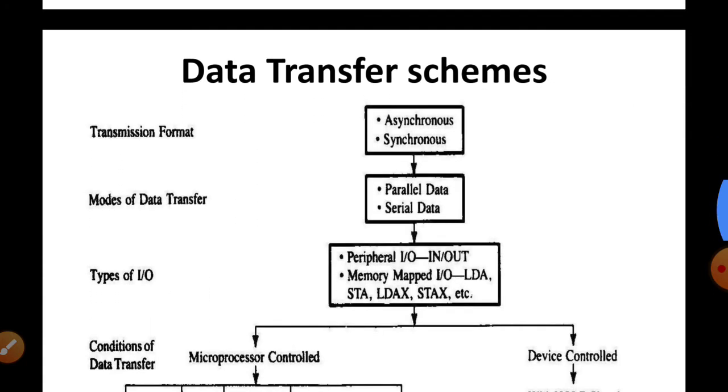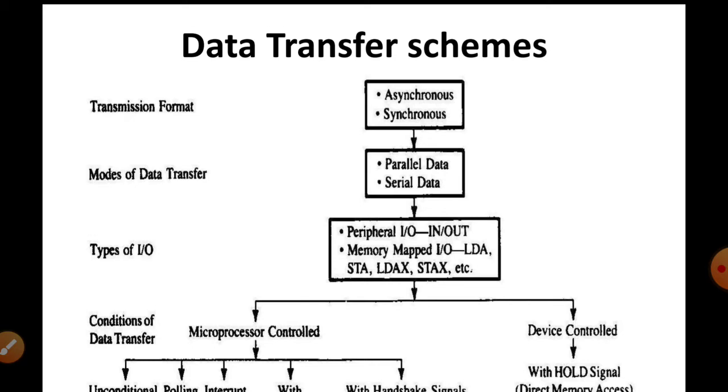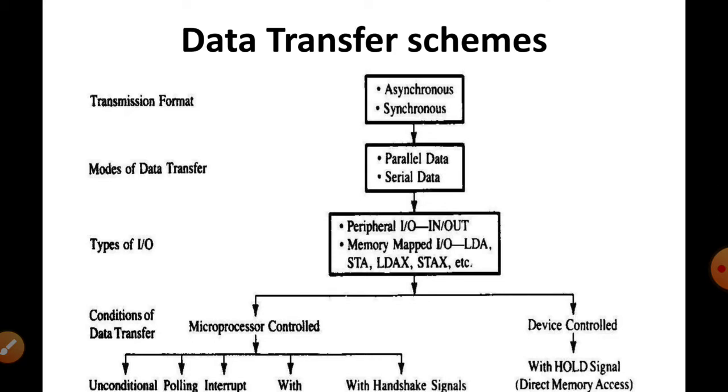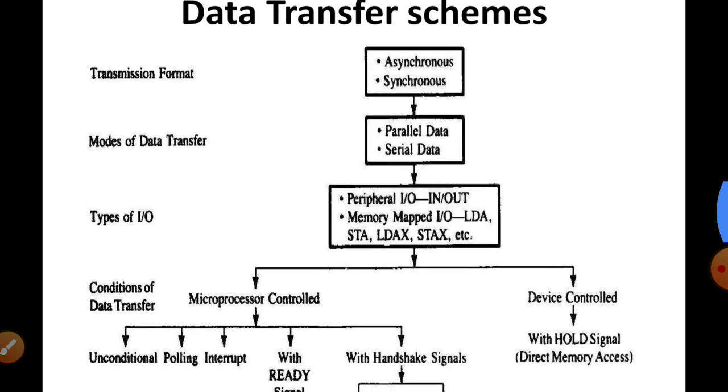Now, this is the total scheme. You can say that this diagram shows the different kinds of data transfer schemes used in 8085, categorized depending upon certain parameters. The first parameter is the transmission format. As far as the transmission format is concerned, the data transfer scheme is divided into two parts. One is asynchronous, another is synchronous.